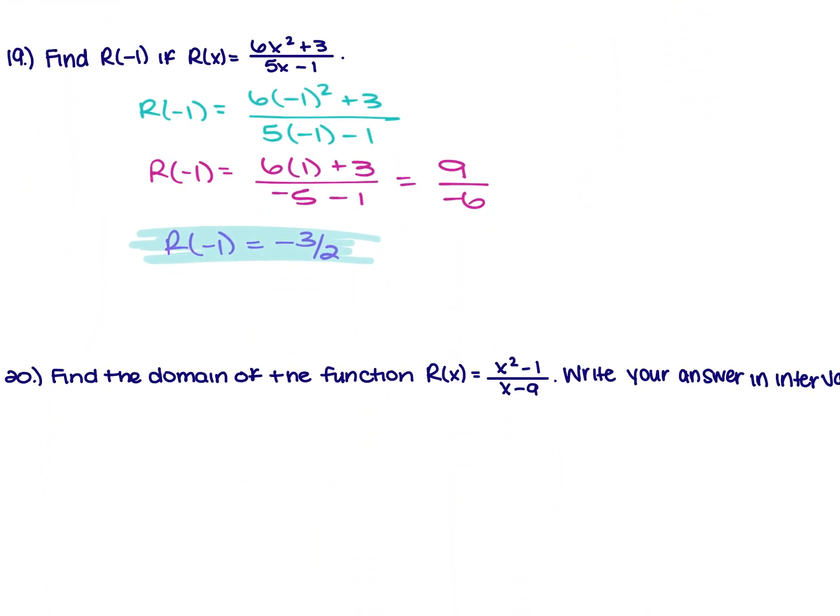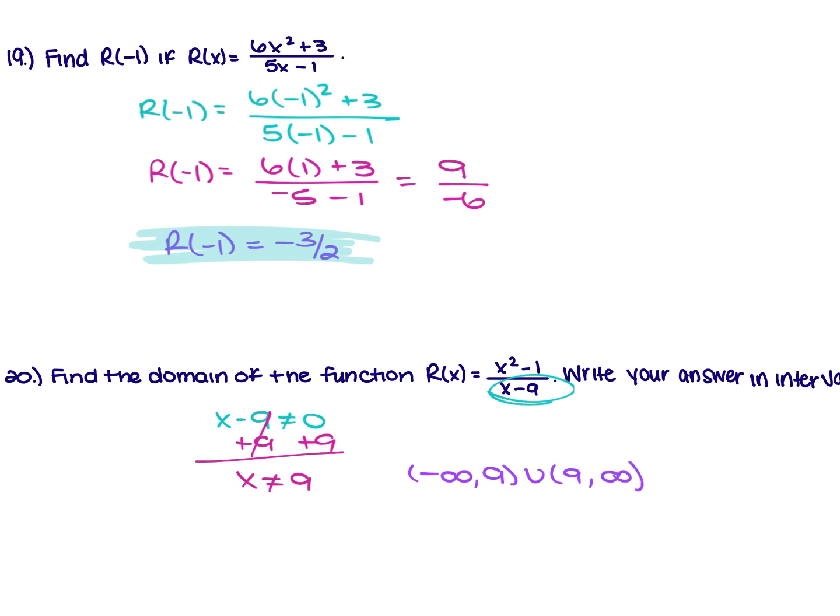For 20, it tells you to find the domain of the function r of x is equal to x squared minus 1 over x minus 9. You're writing your answer in interval notation. Your denominator is the only thing that matters with these. Take that denominator, set it not equal to 0, and solve. So x minus 9, add the 9 over, you get that x cannot equal 9. To write this in interval notation, it's everything but 9. So you go from negative infinity up to 9, with a union from 9 to positive infinity. You're done. If you want to graph it, draw your number line out, draw a line over your number line, but do not include the 9. So everything but the 9.